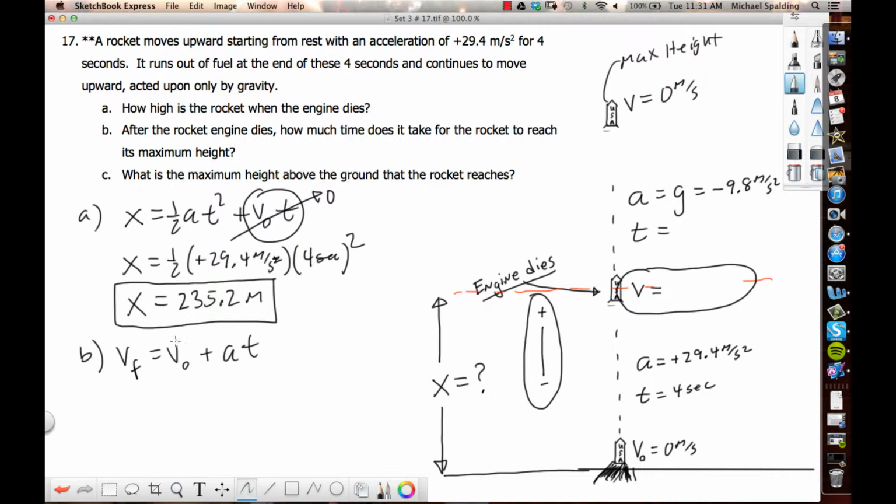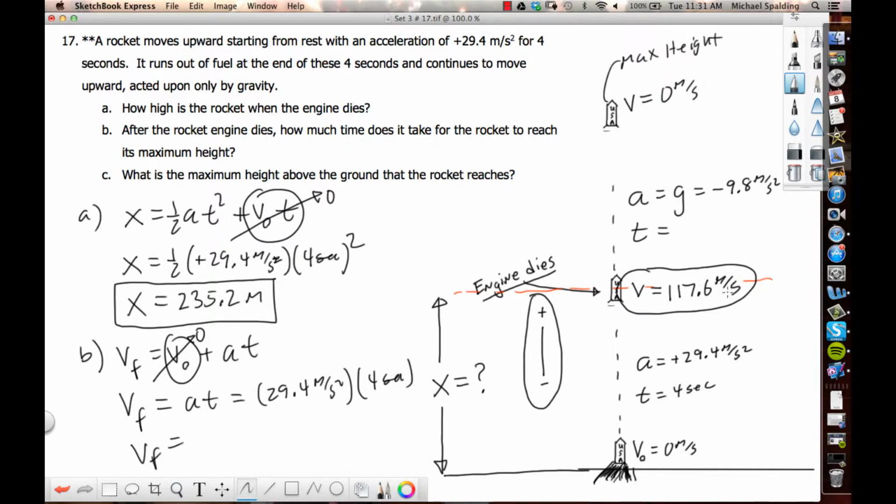Nice. Okay, what's V initial? Zero meters per second, so we can get rid of that. So the final velocity at the end of the first part is going to be A times T. The acceleration for the first part is 29.4 for a time of 4 seconds. So the velocity at the end of the first part is going to be 117.6. Man, that's moving. That must be a rocket. Oh, wait, it is a rocket. Okay.